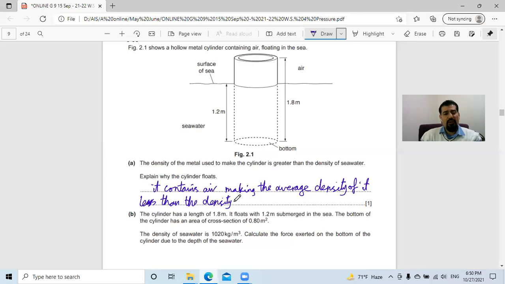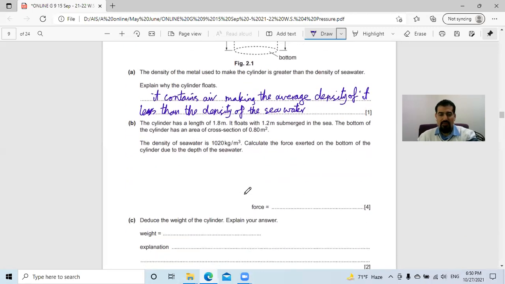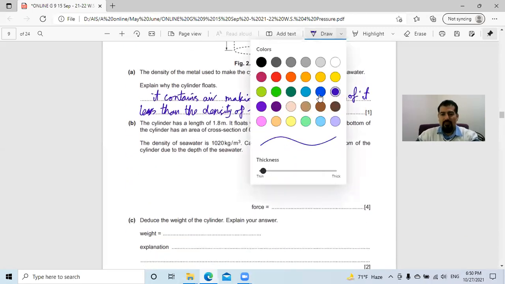That's why there is a buoyant force greater than what? The buoyant force, or the upthrust force, more than what? Yes, it's equal. Bravo. It's equal to the weight. Good. Next question.